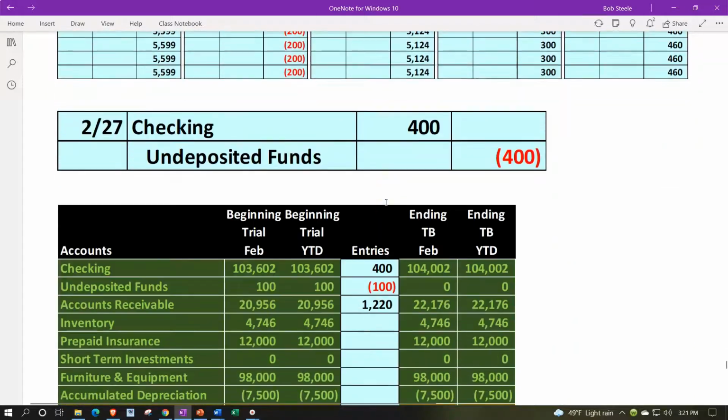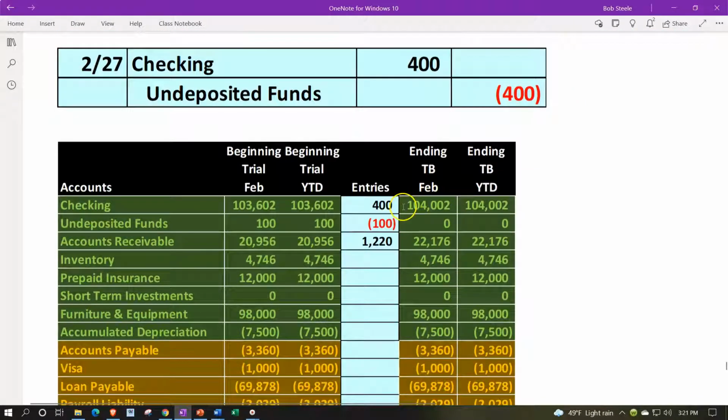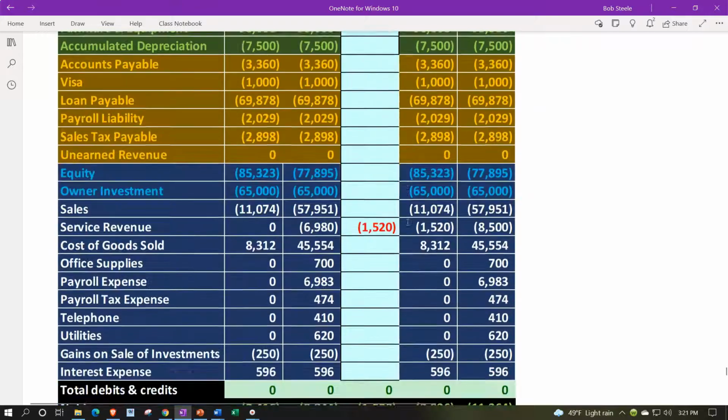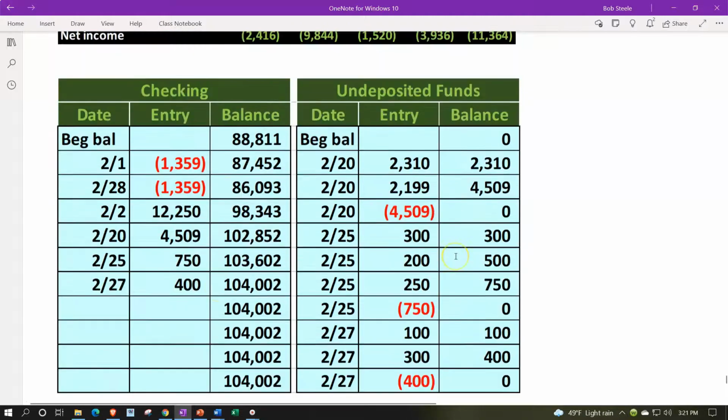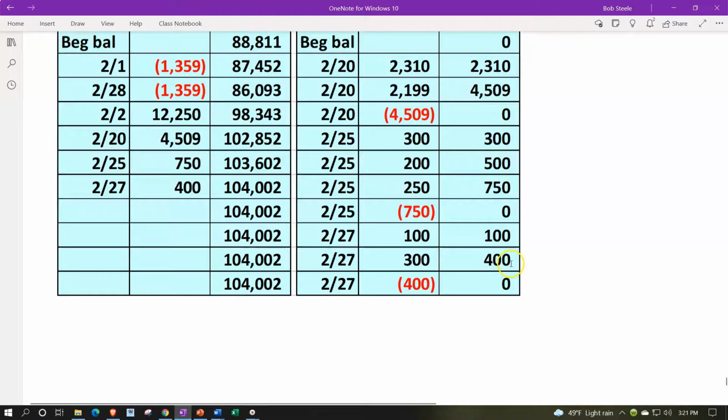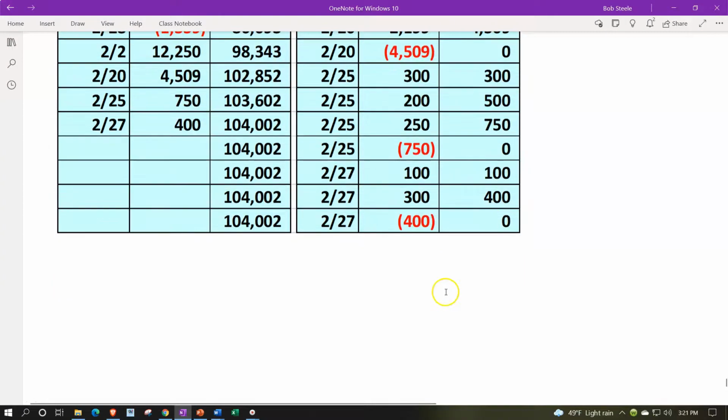I'm just going to delete that altogether. And then if we transfer, the checking account is going to go up, undeposited funds going down. So now it's been going into the checking account, undeposited funds back to 0. Subledgers here, checking account went from 103,602 up by 400 to 104,2. And then the undeposited funds was at 400, goes down by 400 back to 0.